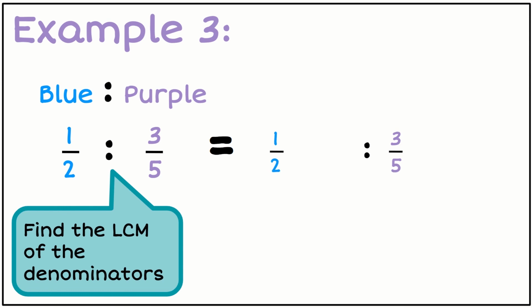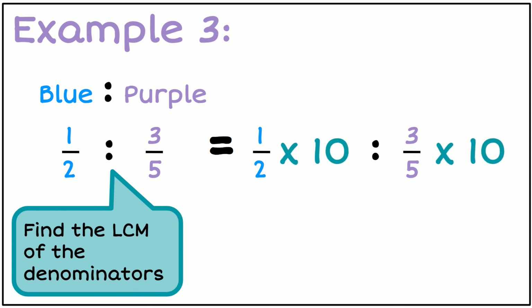So what I'm going to do is take both of those fractions and multiply them both by 10. So 1 times 10 is 10, divided by 2 will give us a ratio of 5, and 3 times 10 divided by 5 simplifies down to 6. So that's the ratio of 5 to 6.